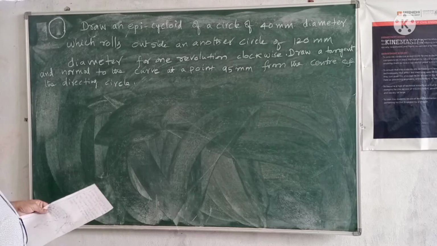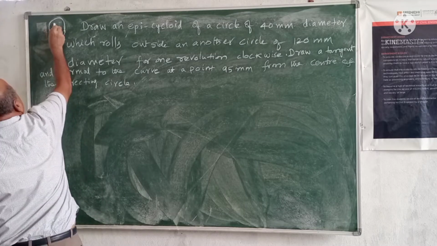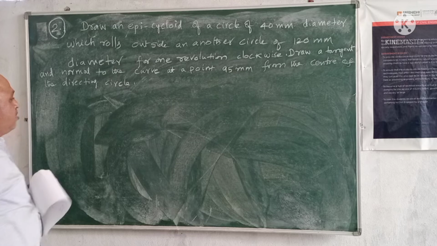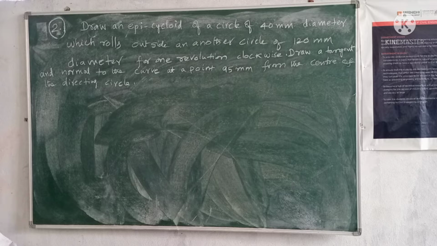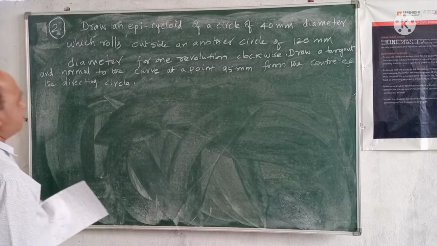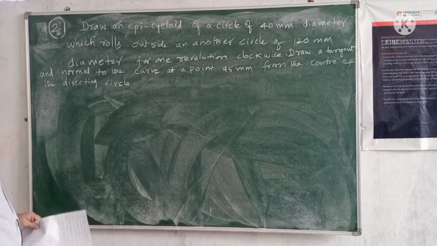Now I would like to explain the second question. This is epicycloid. So how it reads: draw an epicycloid of a circle of 40 mm diameter which rolls outside of another circle of 120 mm diameter for one revolution clockwise. Draw a tangent and normal to the curve at a point 95 mm from the center of the directing circle. Of course, tangent and normal we will do later. First we will concentrate on epicycloid.